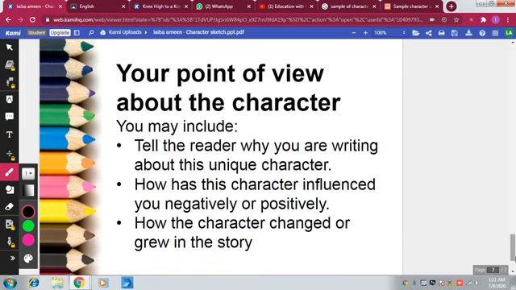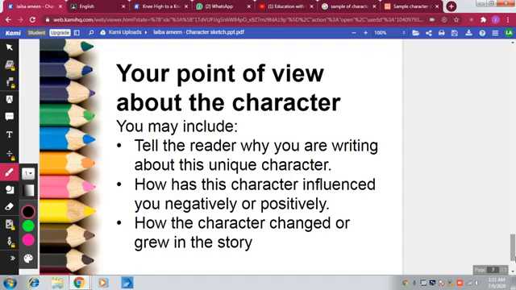Now, the very last paragraph. There should be 4 paragraphs, I suggest, to write a good character sketch. It's important to write 4 paragraphs.